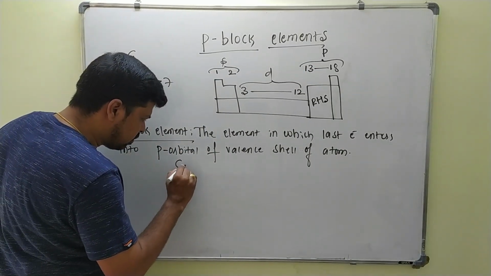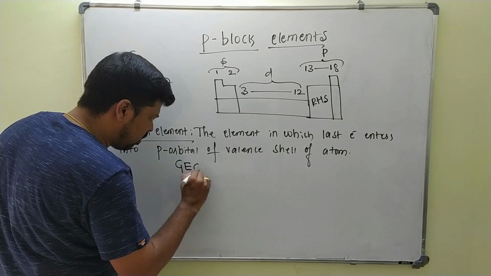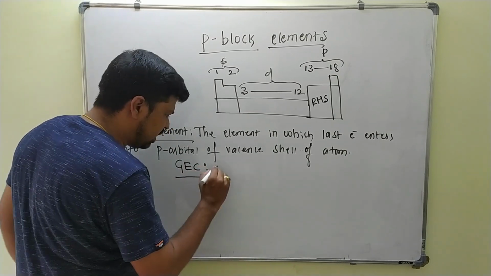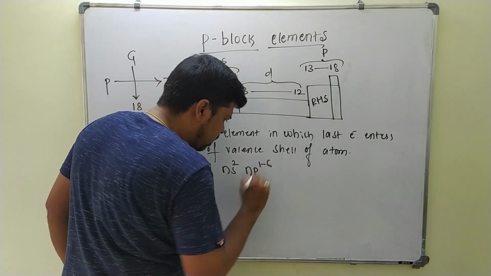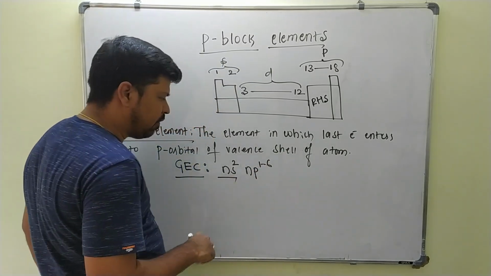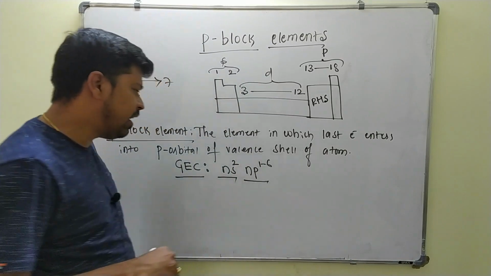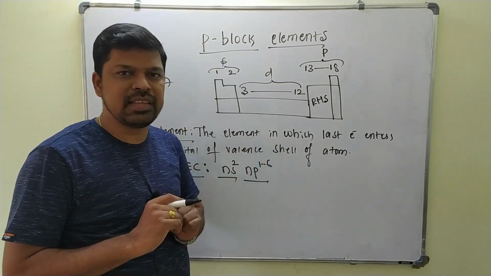Now what is the general electronic configuration for P block elements? This is also studied in class 11; you know this already. The general electronic configuration is ns2 np1 to 6. S orbitals are completely filled and P orbitals are variably filled with 1 to 6 electrons.